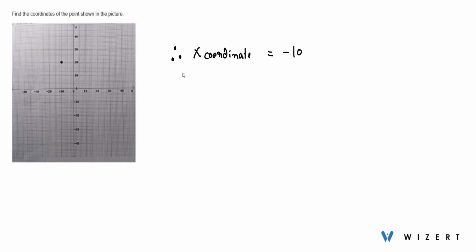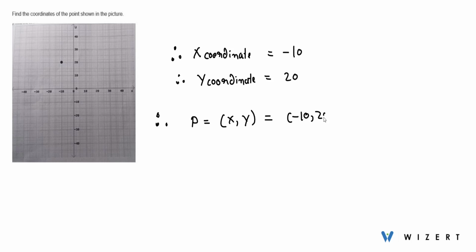And now in order to find the value of the y coordinate, we move 20 units above the origin. So therefore the y coordinate will be equal to 20. Therefore let us represent the point by P. So P coordinates will be x comma y, but x comma y is minus 10 comma 20. So this will be the final required answer.